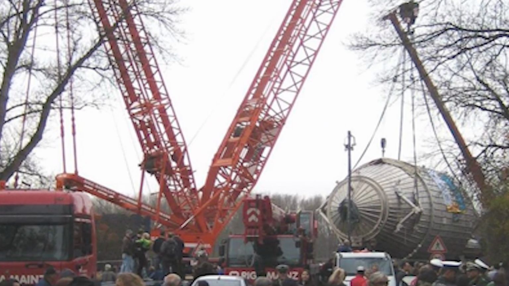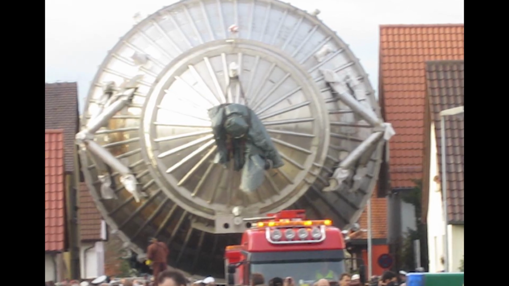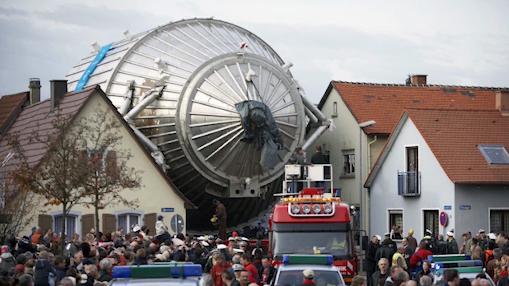And what do you do? You load this big tank onto a ship, which sails along the Danube, into the Black Sea, then through the Mediterranean, then the Atlantic, and the English Channel, before chugging upstream through the Rhine, and then you only need to drive about 7 kilometers overland through Leopoldshafen on a flatbed truck. Awesome!